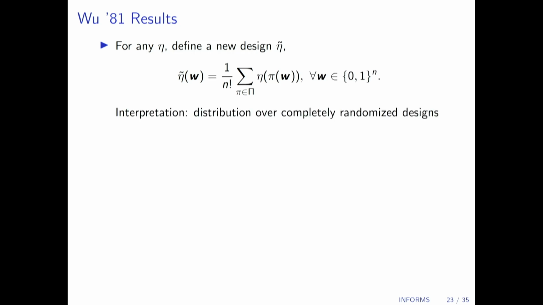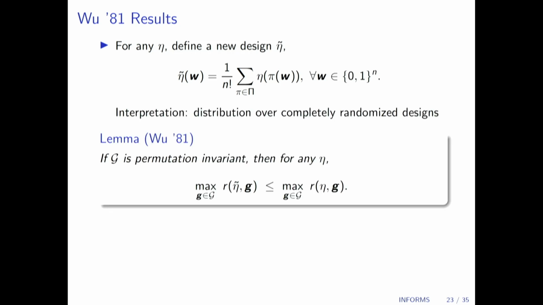And through some very nice, very cute combinatorial arguments, this paper says that starting from any design of experiment, I can create another design of experiment that weakly achieves a smaller worst case risk. And how is this new experiment created? It is by taking the average over all the permutations that we can possibly have, and then just averaging out the probability of this vector of treatment assignments being adopted.